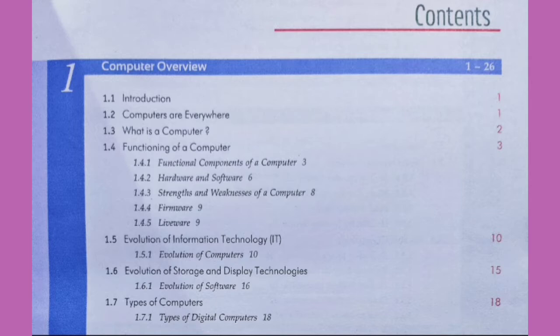Our first chapter is Computer Overview, where we have the introduction, computers are everywhere, what is a computer, then the functional components of computer, hardware, software, strengths and weaknesses of computer, and the evolution of computers, like how computers developed over the past years. Then we will have types of digital computers and the evolution of software. So we will have a very good discussion on the first chapter about the basic concepts.